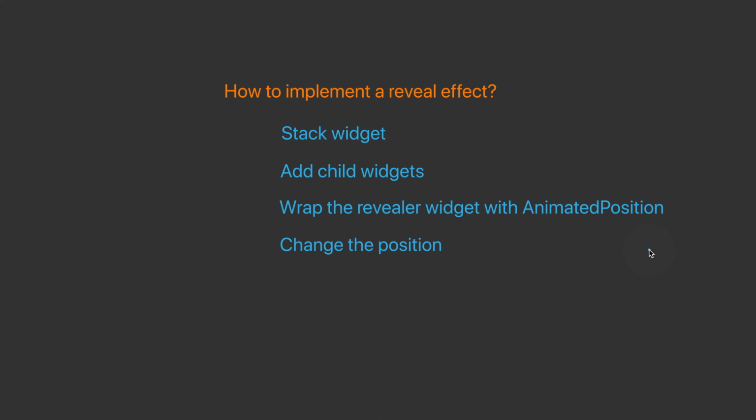So to summarize, in order to create a reveal effect, we can make use of a Stack widget and add the child widgets, which contain the revealer widget as well as the widget that we need to hide. And then wrap the revealer widget using the AnimatedPositioned widget. Then we can start changing the position of the revealer widget so that the AnimatedPositioned widget will take care of nicely animating between the old position and the new position.